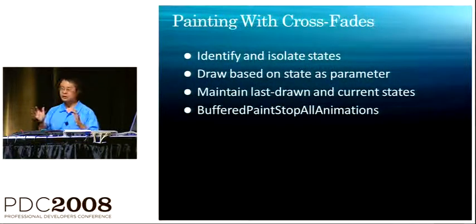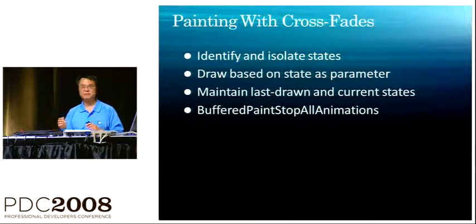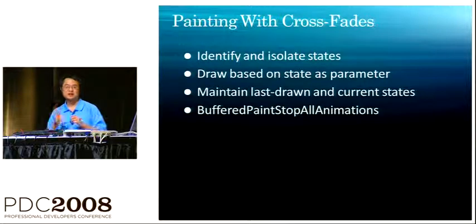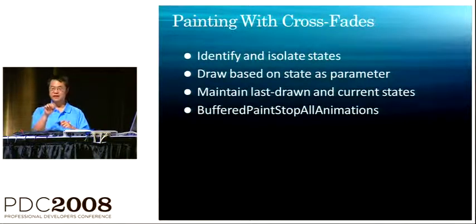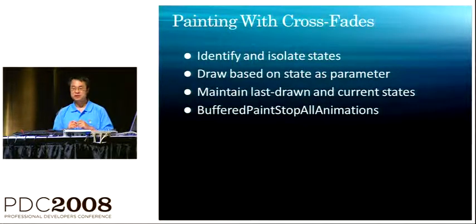So what you really want to do when painting with crossfades is to, first of all, identify and isolate your states. For example, a button control will have a hover state, a disabled state, various other states, focused, and so on. You want to take all the parameters that describe the different ways your control paints and isolate them, so that way you can render both in the old state and in the new state.